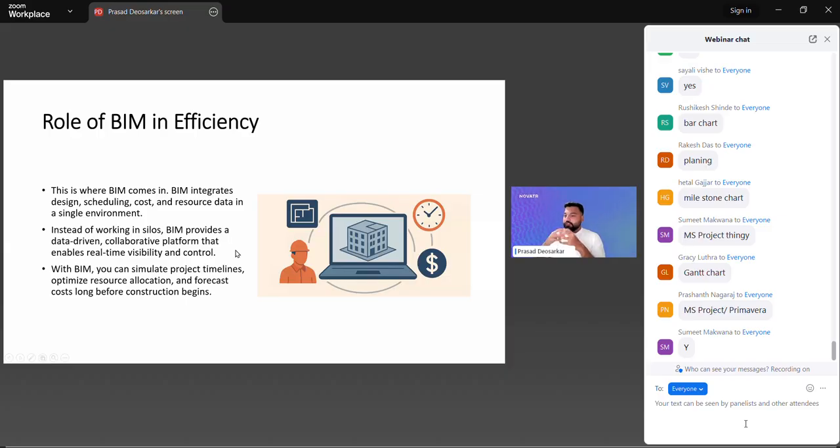So not only does it show you the entire BIM model together in one go, but it also helps to connect all of the different stakeholders, all of the different teams involved in the project, to visualize the progress of the project. Not only the project as a whole, but also what date you are starting at, what date you are ending at, how this entire process will look. That is what we are talking about now. With BIM, you can also simulate project timelines, optimize resources, and forecast costs long before the construction begins. Like I just said, you can integrate the model with your time, cost, and resources.